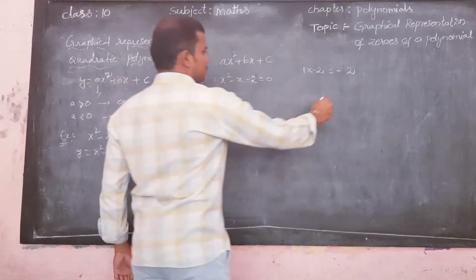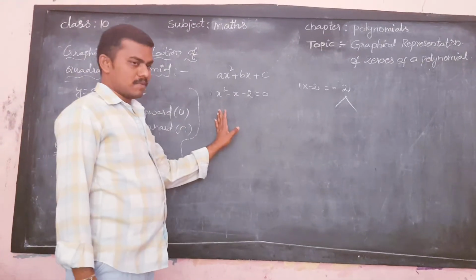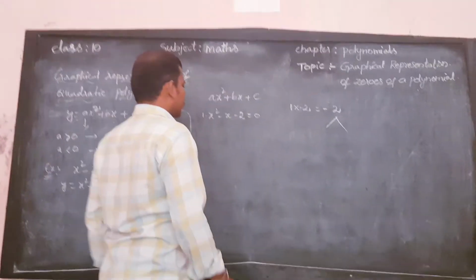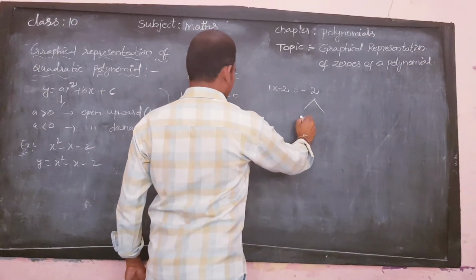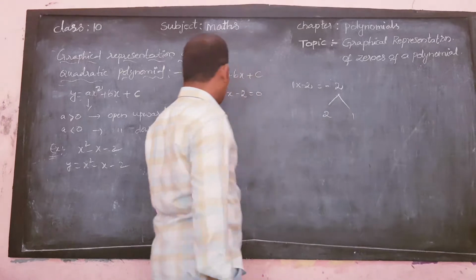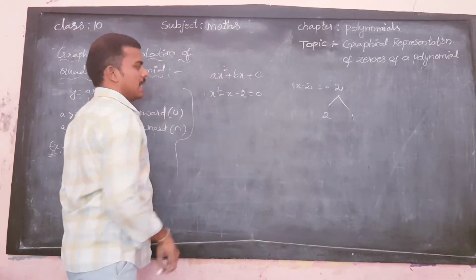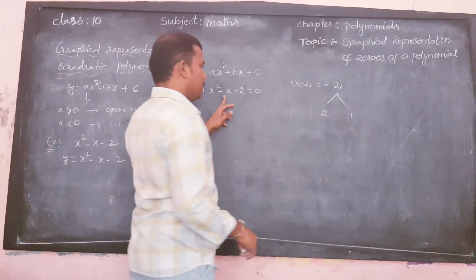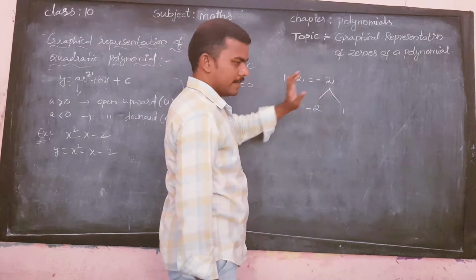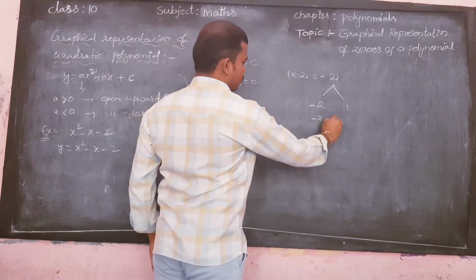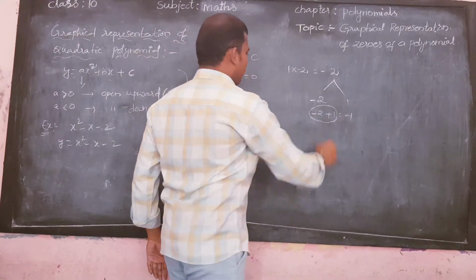So here separate the product of terms and the sum of terms. The product is minus 2 and the sum of the terms is minus 1. So minus 2 and 1: minus 2 plus 1 is equal to minus 1.